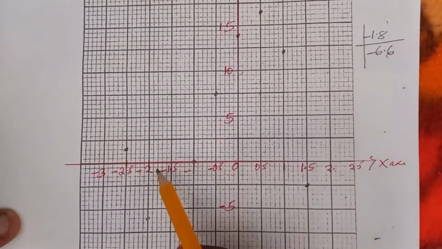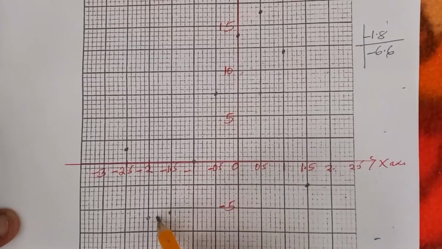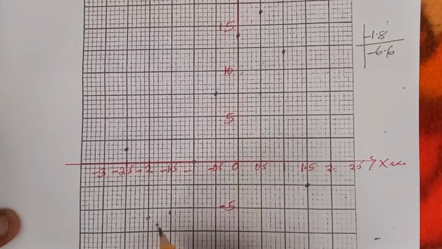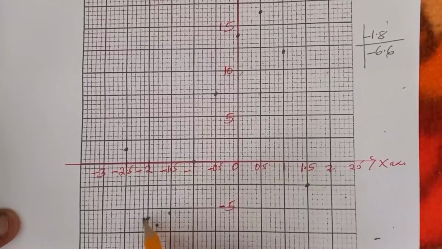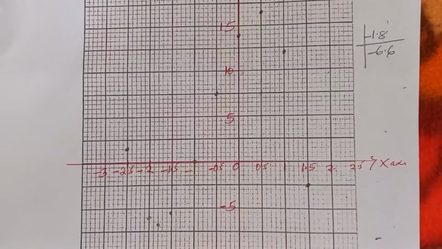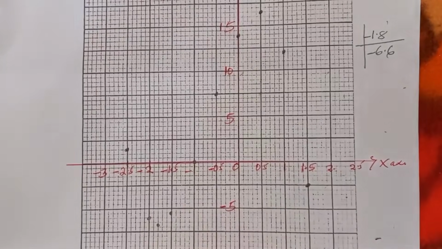So negative 1.8 is somewhere here. Then negative 6.6. This is 5, this is 6. 6.6 will be somewhere there. So when you plot it now, you can see the curve will be smooth when you join these points. So let us join those points using a smooth curve.